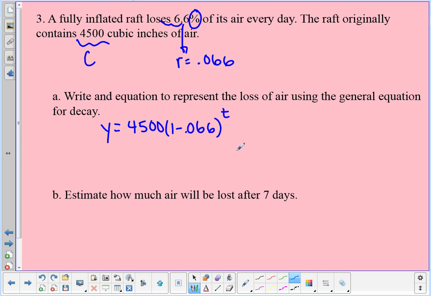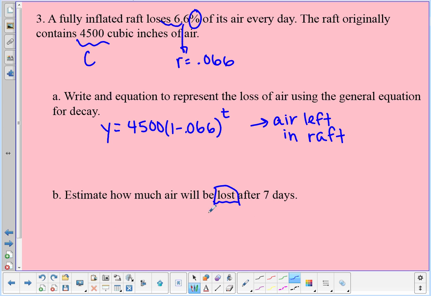Okay, so now this is representing the loss of air. This is going to give me the amount of air left, air left in the tube, in the raft. So I need to be very careful with that in part B. I can figure out how much air is left in the tube after 7 days, but I'm really looking for how much air is lost. So there's a couple steps that I have to do here in B.